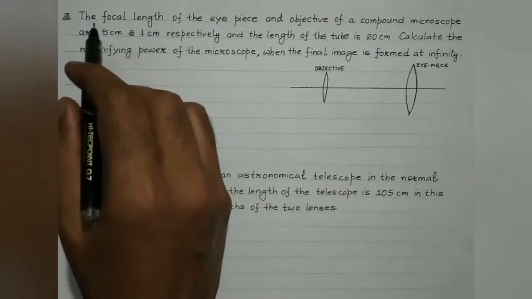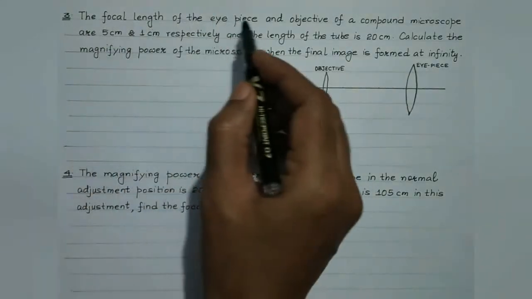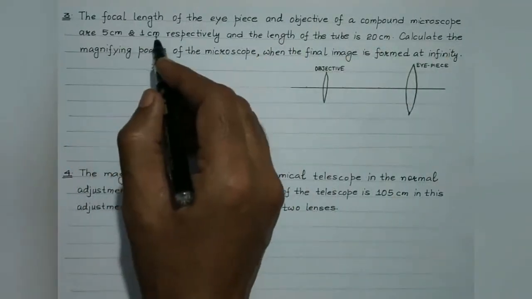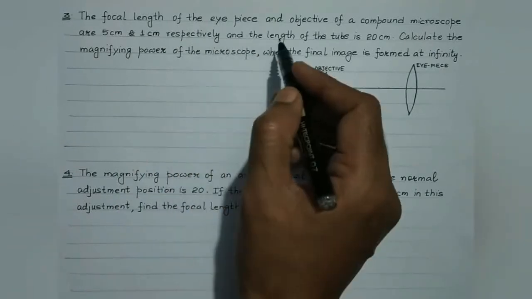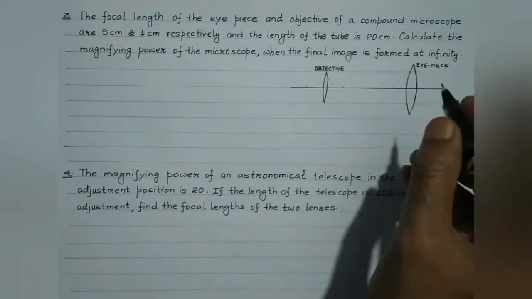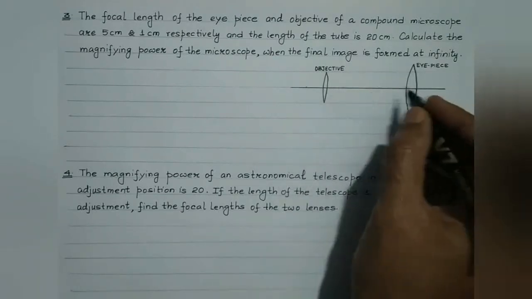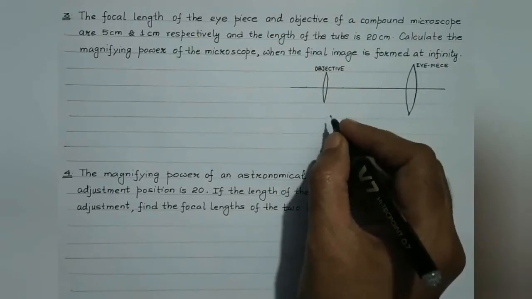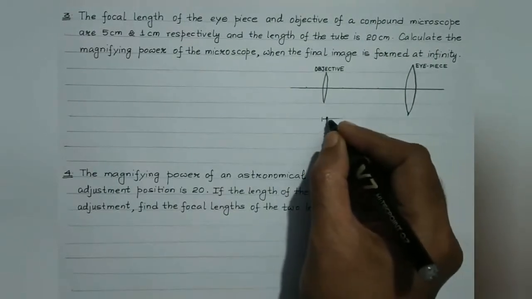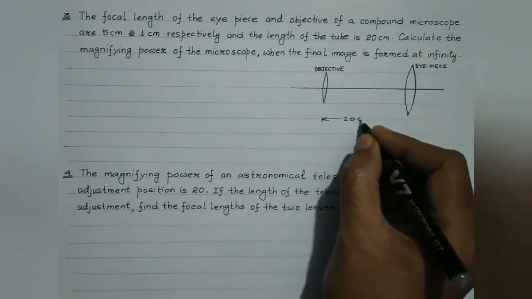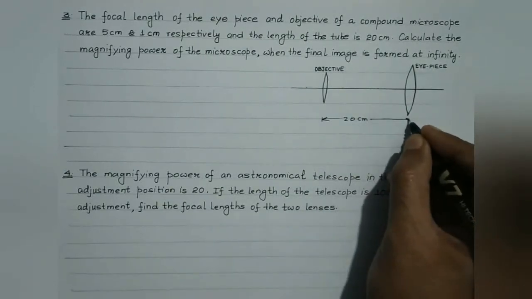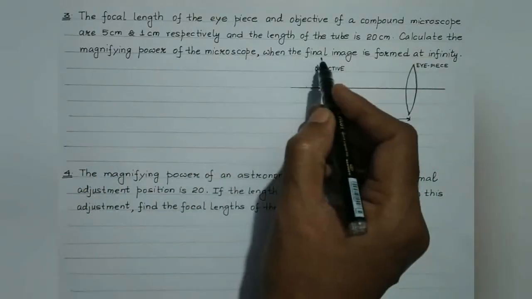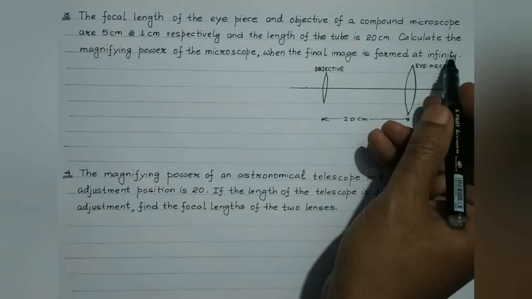Now let's proceed to the third question, students. The focal lengths of the eyepiece and the objective of a compound microscope are 5 centimeter and 1 centimeter respectively, right? And the length of the tube is 20 centimeter. So these are the two lens systems which are placed at the ends of a cylindrical tube, right? So this distance is given to be the length of the tube. It's given to be 20 centimeter. Okay, we are supposed to calculate the magnifying power of the microscope when the final image is formed at infinity.